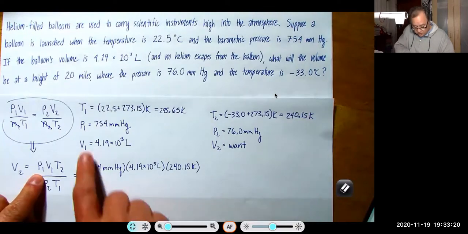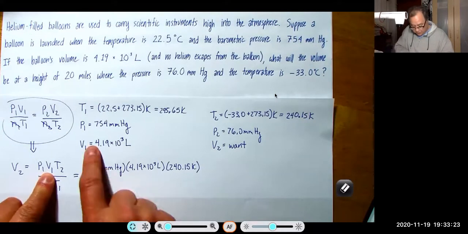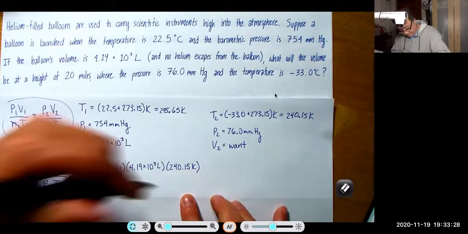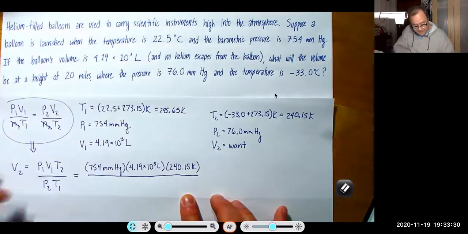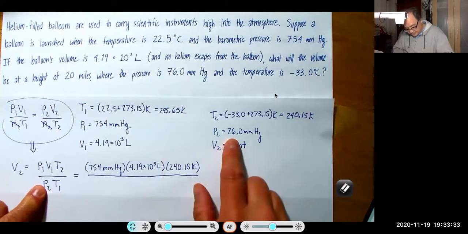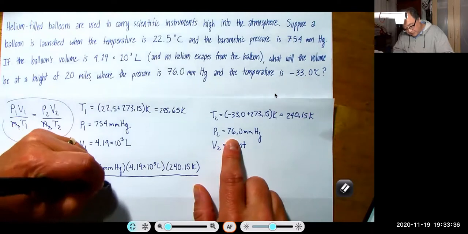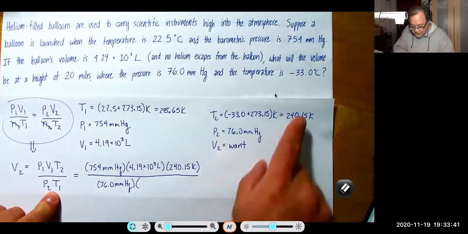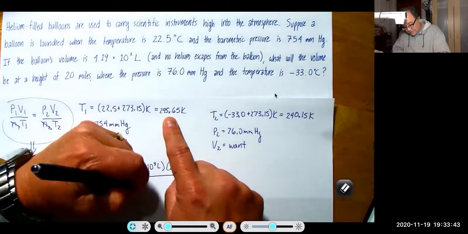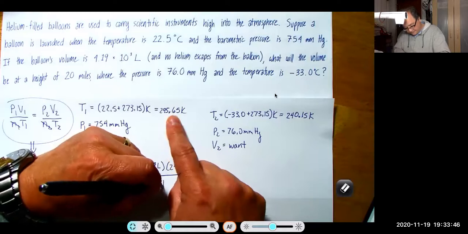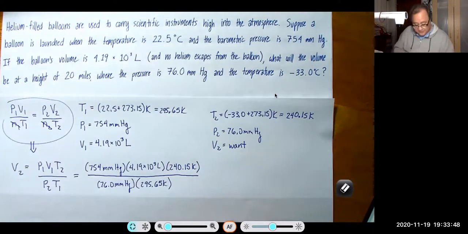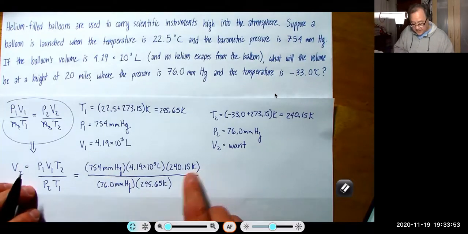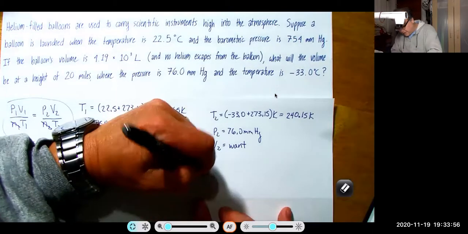So I'm going to double check. P1, sure enough. V1, sure enough. T2, sure enough. Divided by P2, 76.0 millimeters of mercury. And T1, which is there, 295.65 K. So can you see that the millimeters of mercury cancels with the millimeters of mercury? The K cancels with the K, and we're going to be left with liters as our final answer.